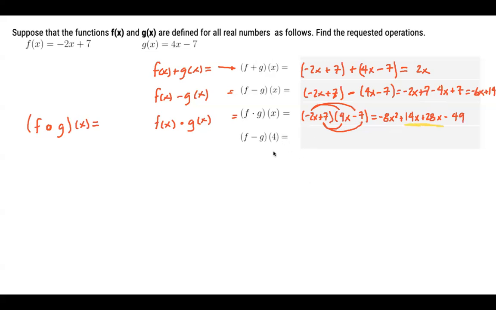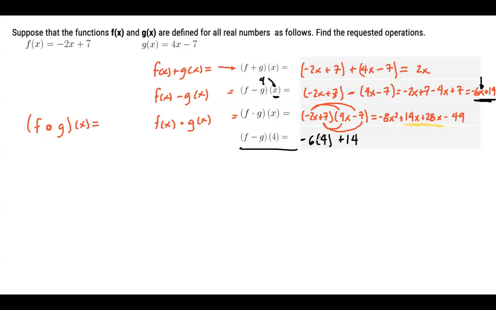And finally, if you're asked to do an evaluation after you already did the operation, it is fairly simple because you already know what f minus g of x is, and now you're just plugging a 4 into that operation. We could do f of 4 and then g of 4 separately, but why go through all that trouble when we already know that we just have to take the minus 6, multiply it by 4, which is the input. So the input goes into that x, and then plus 14.